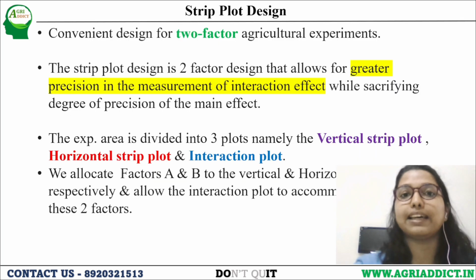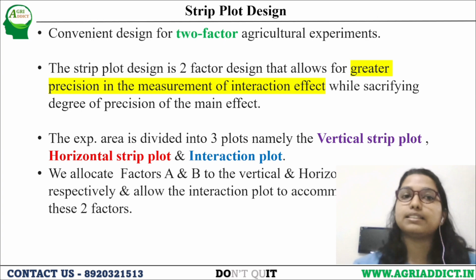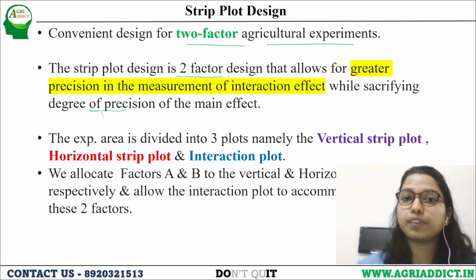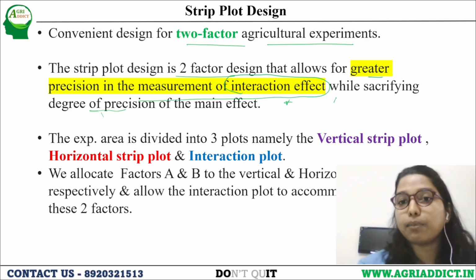So let's move to the next slide. Next is the strip plot design. This design is convenient for two-factor agriculture experiments. The strip plot design is a two-factor design that allows for greater precision in the measurement of interaction effect. This is important.